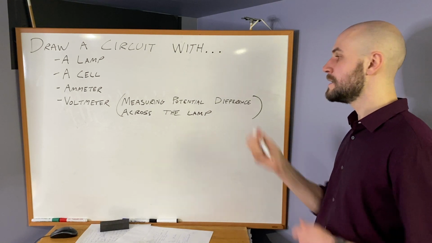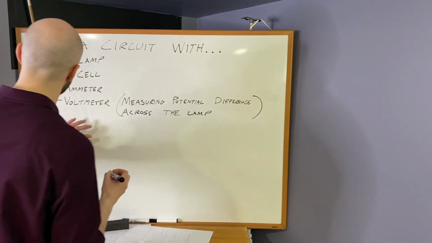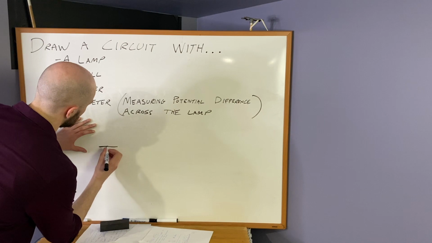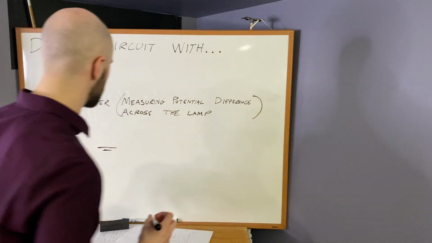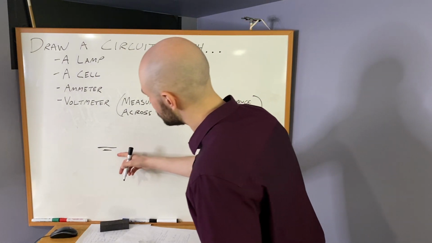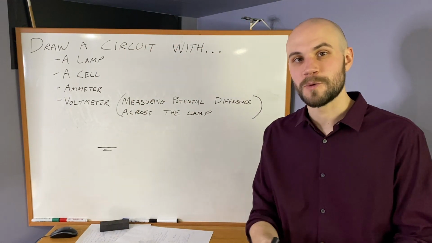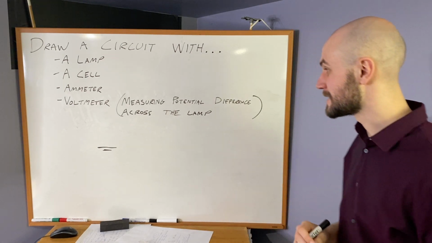Okay, so here's what I recommend when drawing circuits. Always start with your cell or your battery. Now, technically they said cell, and if you look at your reference table, that's our cell. If you want a battery, you just kind of put a few cells together. But either way, it's our voltage source for our circuit. That's what's actually going to pump the charges along our circuit.